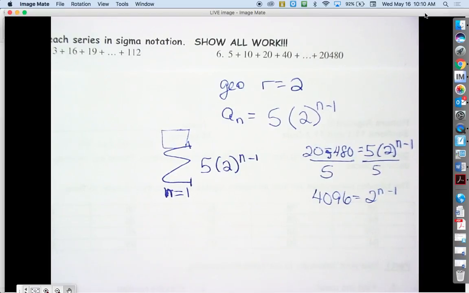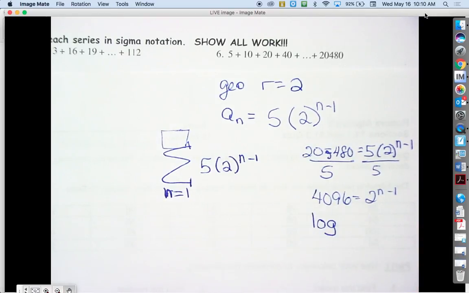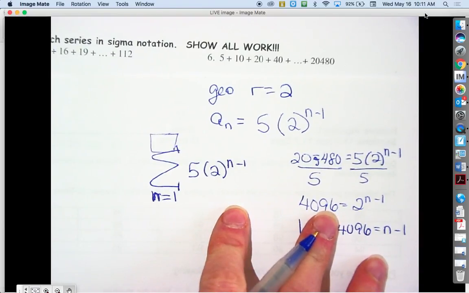So now the exponent is by itself. What do you do next then, Maddie? I just kind of did guess. So she used guess and check. David? We could replace the exponent form with its matching log form. And that would be log base 2 of 4,096, and that's equal to n minus 1. Guess and check also works. It'll get you there. Isabella.